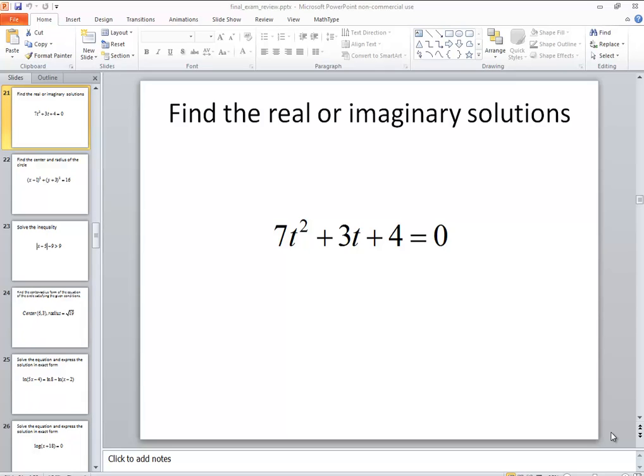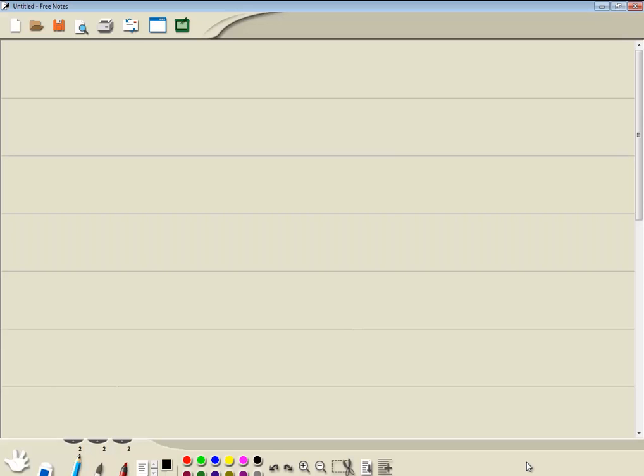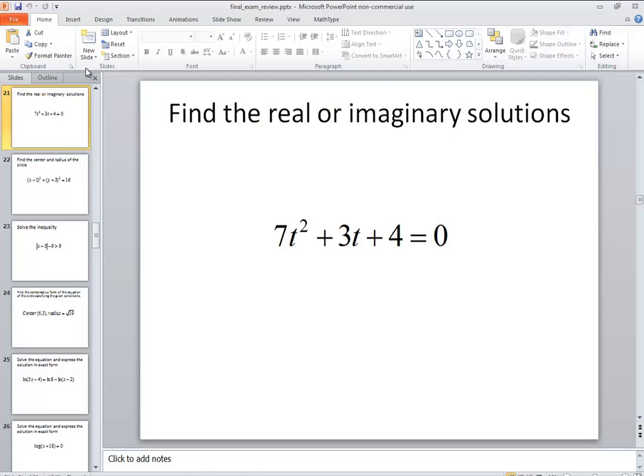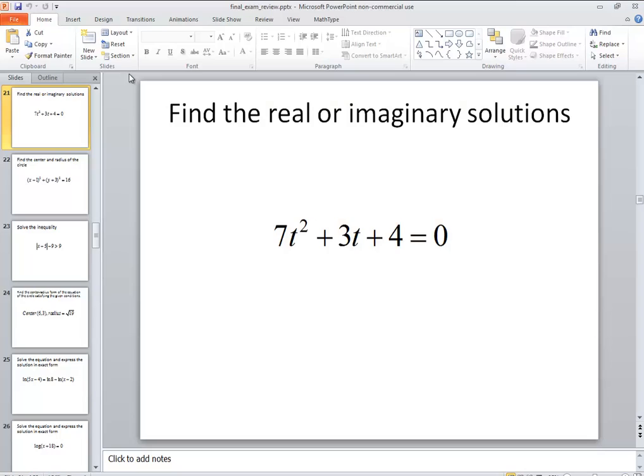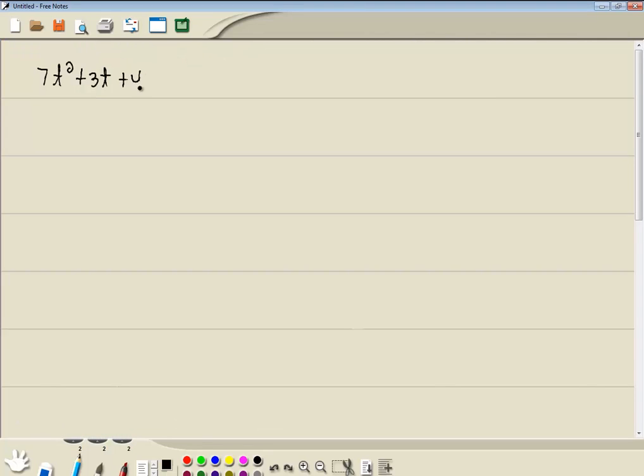In this problem, we want to find the real or imaginary solutions. So let me get my tablet. There we go. We've got 7t squared plus 3t plus 4 is equal to 0. Now this is a quadratic because we've got a t squared. And specifically, it's in the perfect form. Remember our quadratic formula.